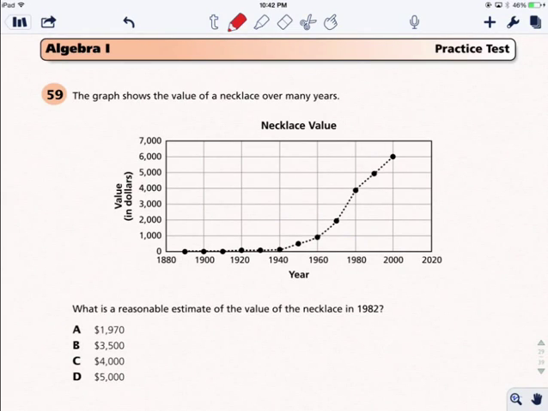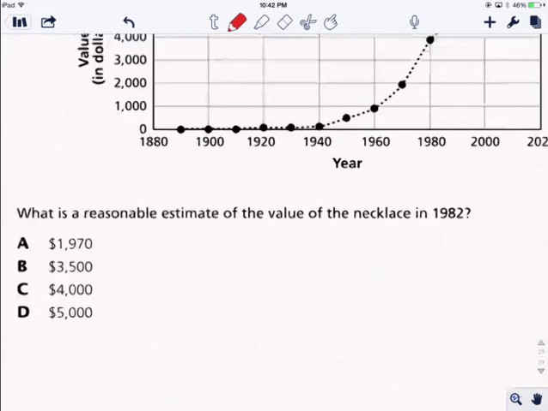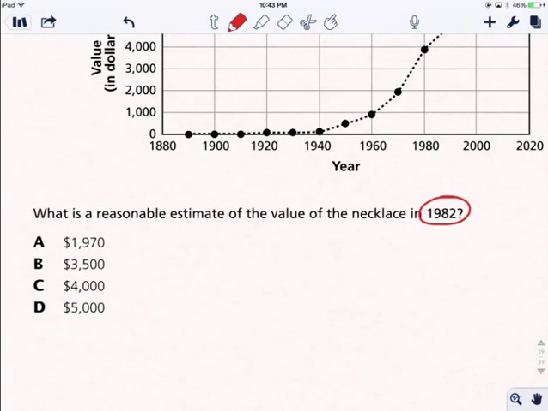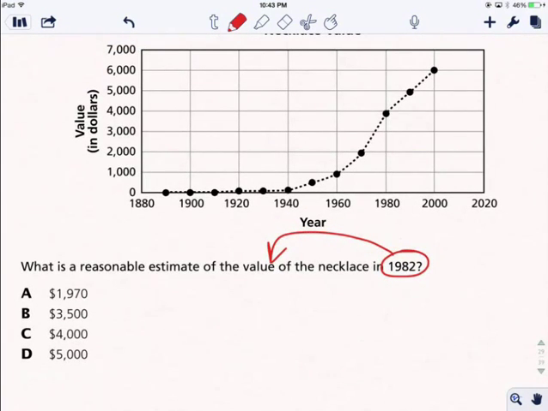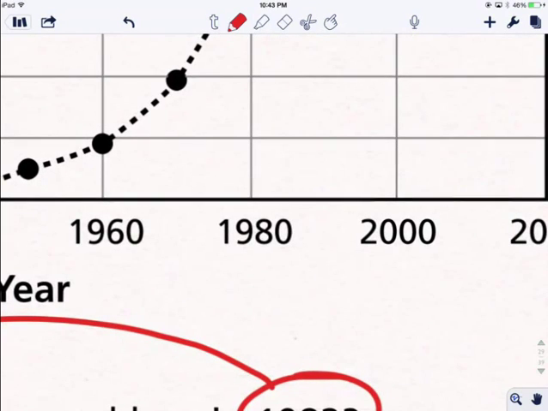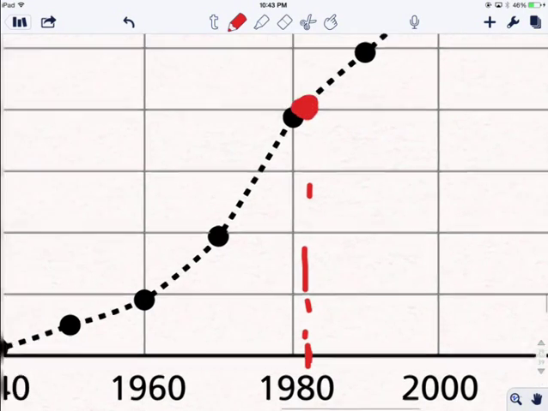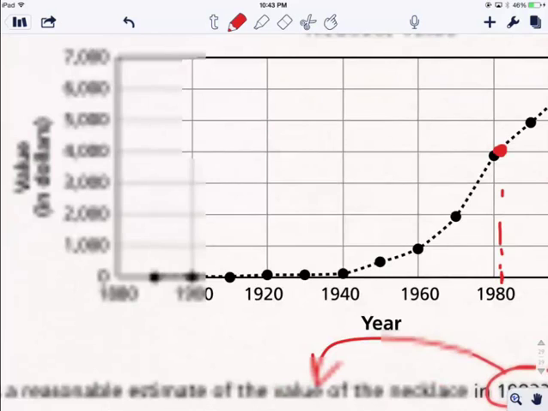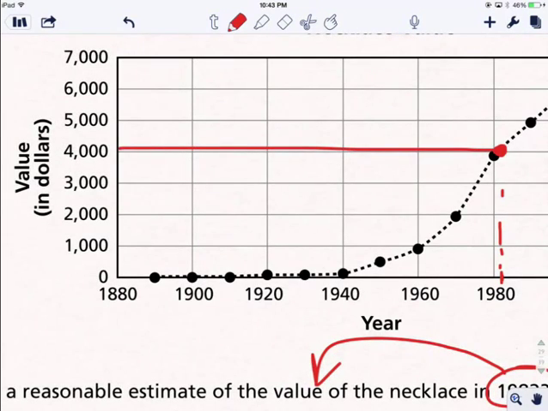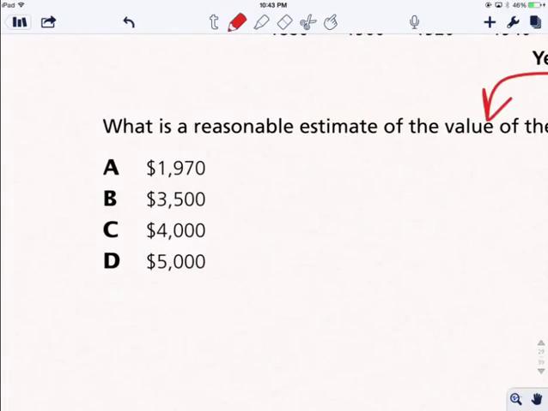Number 59 here is pretty straightforward. All we need to do is look at the year 1982 and read off the graph what the value of the necklace is. So first of all, 1982 is, let's see, this is 1990. So 1982 is right about here. Then we just go up and read off the graph. So somewhere in this vicinity. And so the value of the graph at that point is about 4,000. So answer choice C is it.